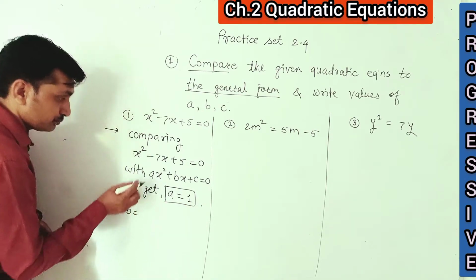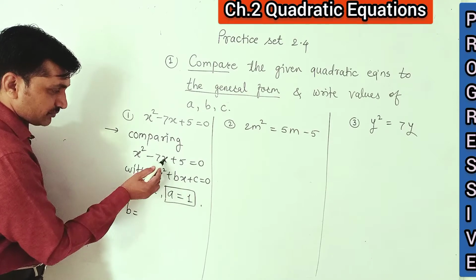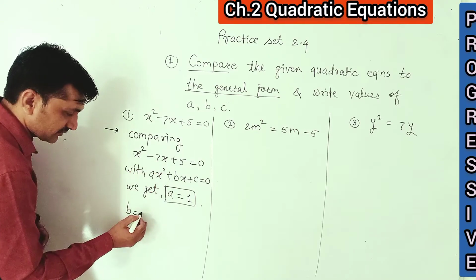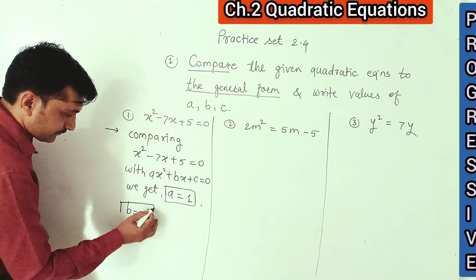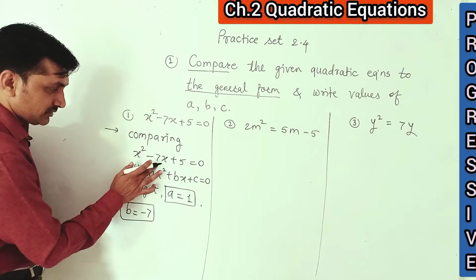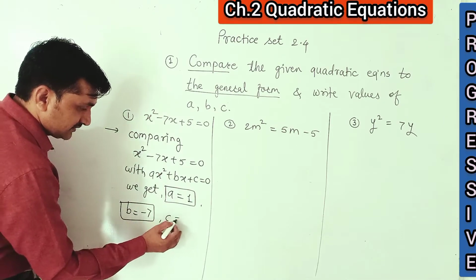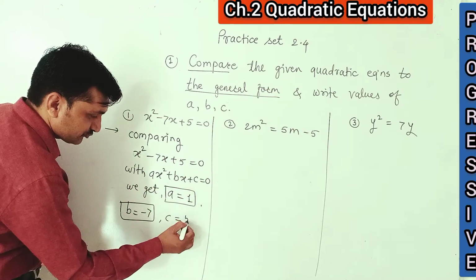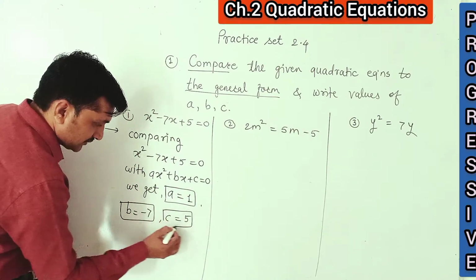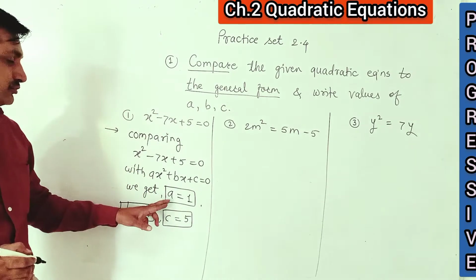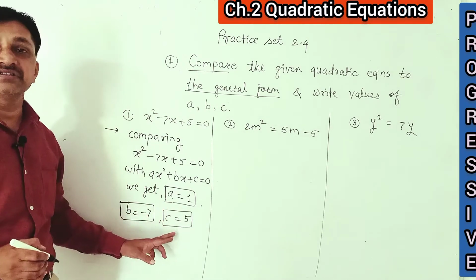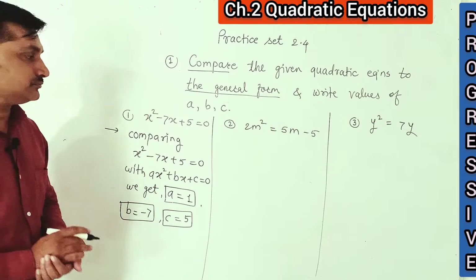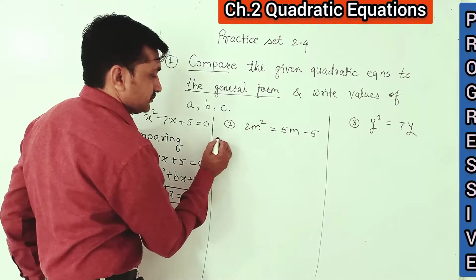b is equal to the coefficient of x, here minus 7 with sign, and c is equal to the constant, and here the constant is plus 5, meaning 5. In this way we got the three values of a, b and c. It is very easy. The second example is here.